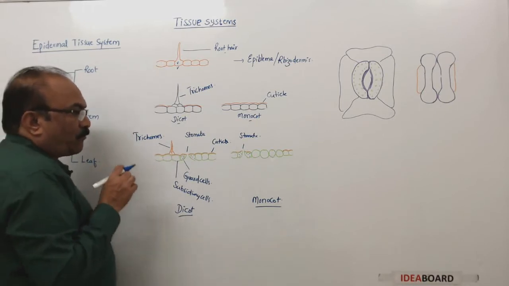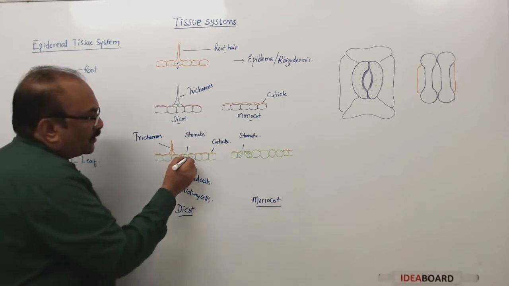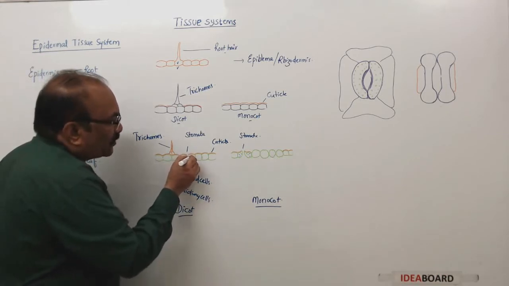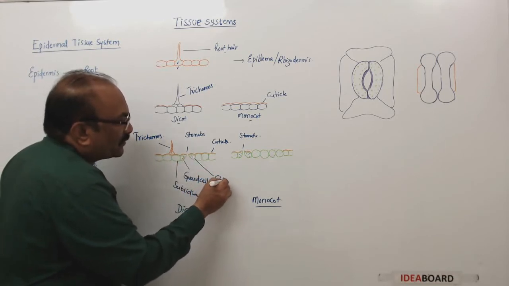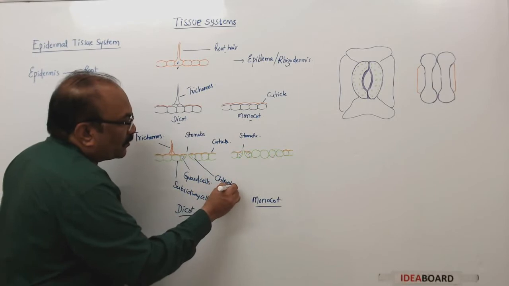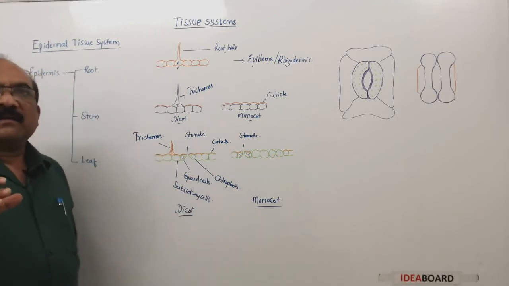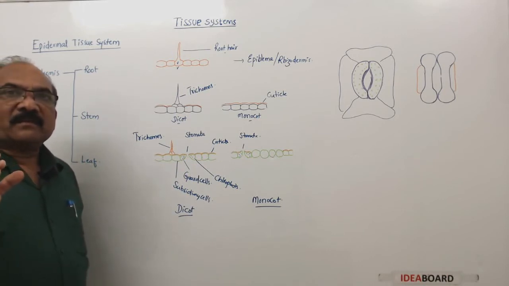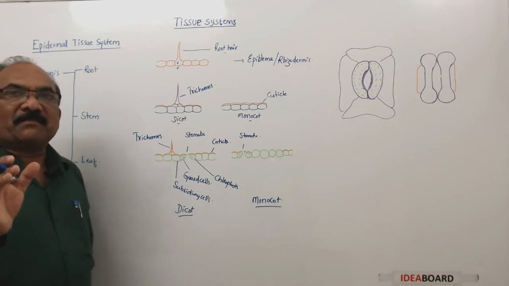But one more point I hope you are noticing here from the diagram. What is that? So I put some dots in the guard cells. What do these dots represent? Chloroplasts. So remember, epidermal cells are actually devoid of chloroplasts. Means what? Chloroplasts are absent in the epidermal cells.